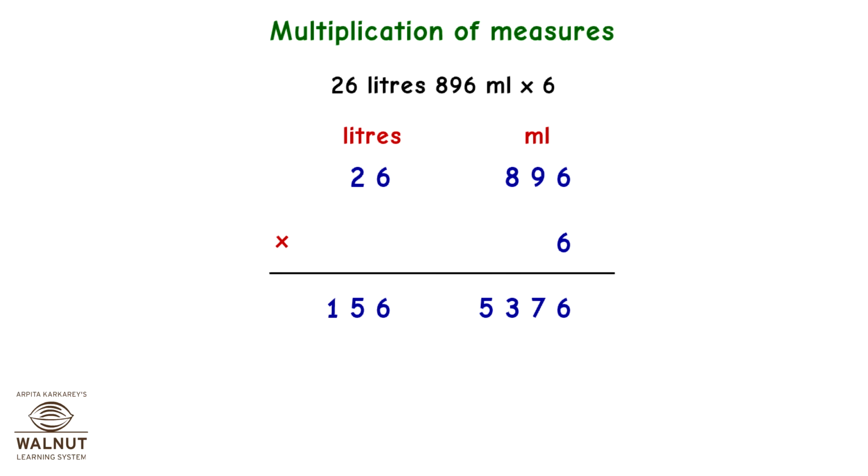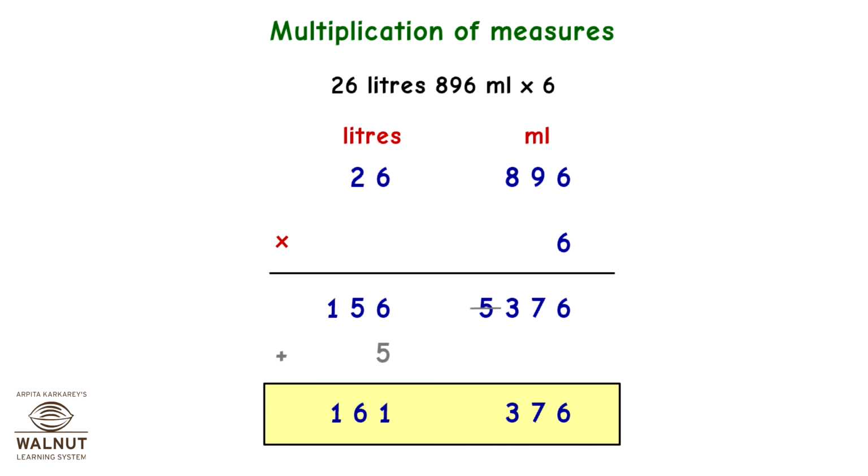We know that 1000 ml is equal to 1 liter. Here we have 5 liters which we can club with the rest of the liters and keep the remaining milliliters. We add up the liters and that is our answer. 161 liters and 376 milliliters. Let's take a look at another one.